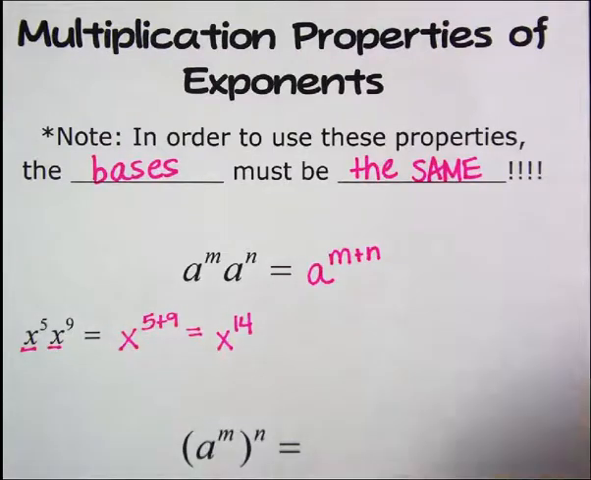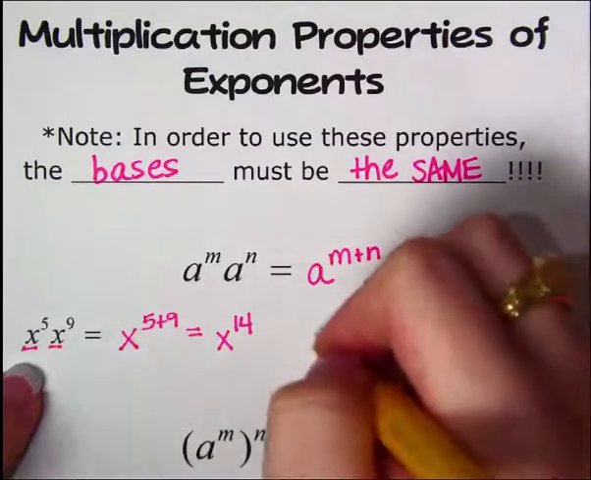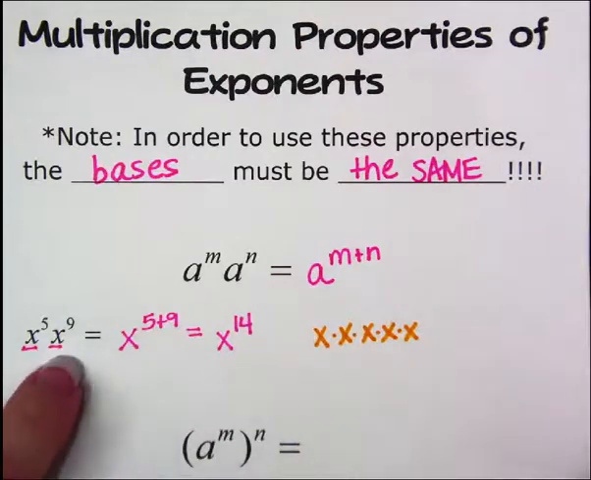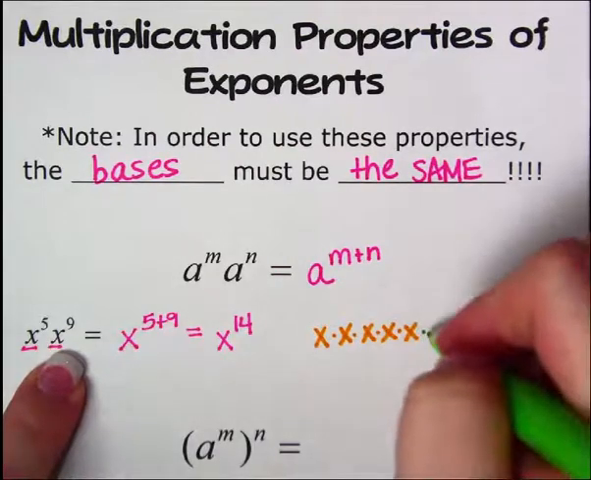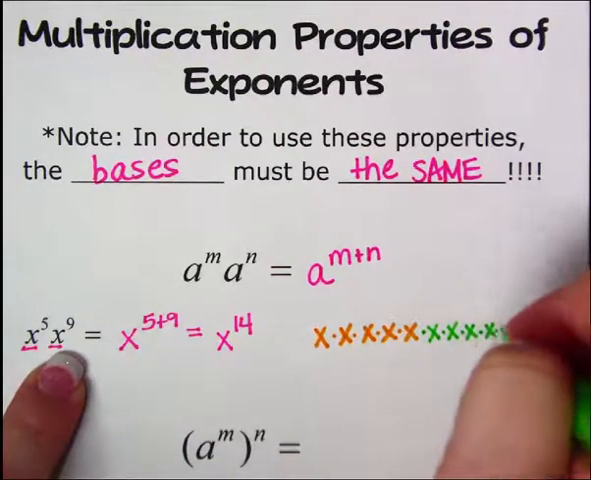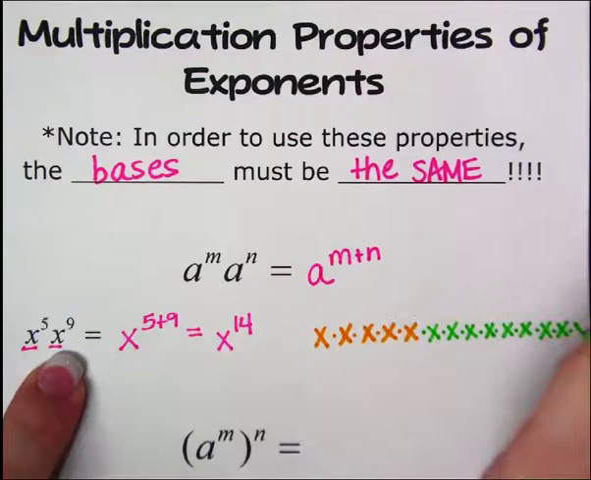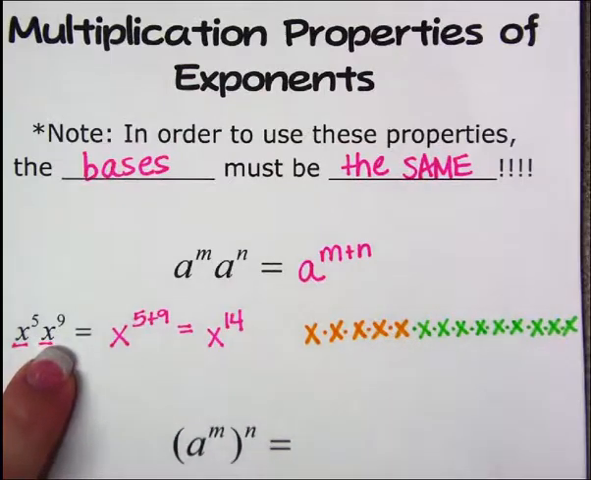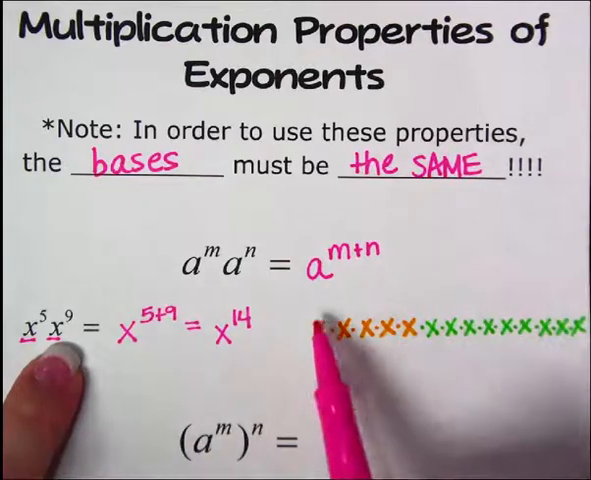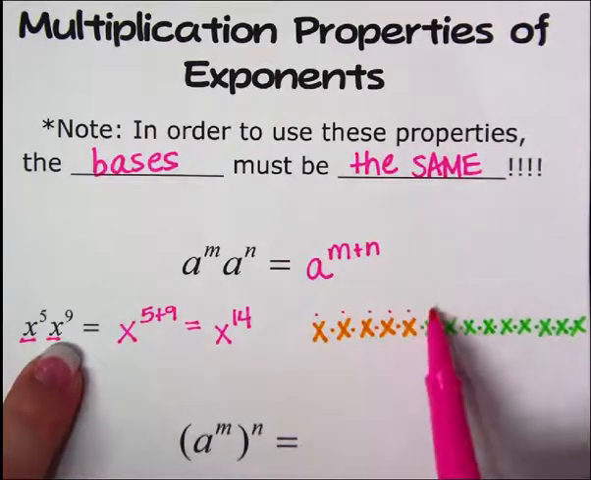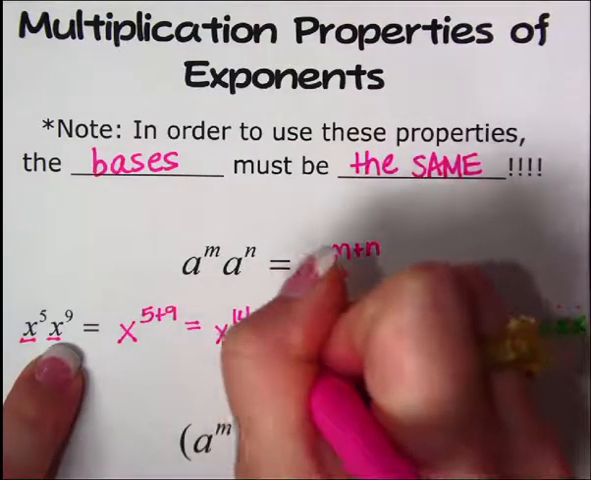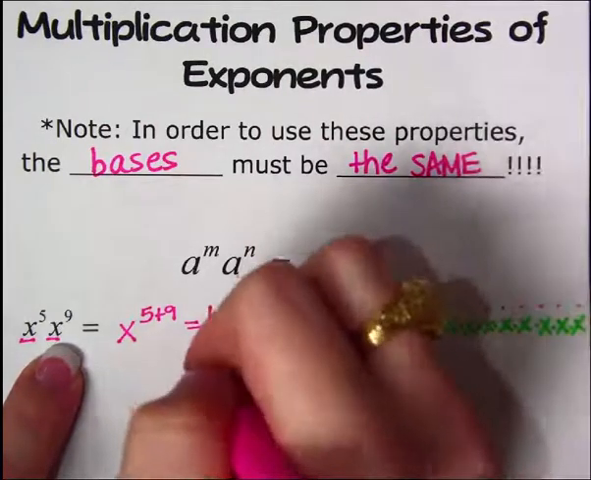Another way to think about this is to think about what it means when you're saying x to the 5th and x to the 9th. So what I really have here is x times x times x times x times x, which is my x to the 5th, and then I'm multiplying it times x to the 9th. So that's going to be x times x nine times. And then if we go through here and we count, we can say how many x's are we actually multiplying together. 1, 2, 3, 4, 5, 6, 7, 8, 9, 10, 11, 12, 13, 14 x's. So we still come up with x to the 14th as our answer.